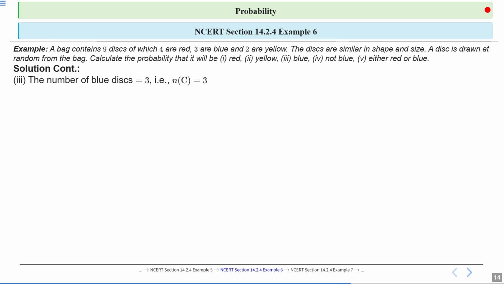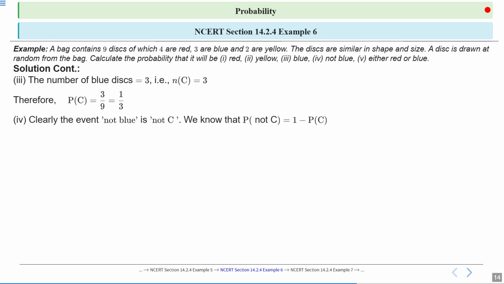So now the number of blue discs is 3. That is, the number of elements in the event C is 3. Clear? So therefore, the probability of C is equal to the number of elements in C divided by the total number of outcomes. So this is equal to 3 over 9, and this is equal to 1 by 3. So the probability that it will be a blue disc is equal to 1 by 3.